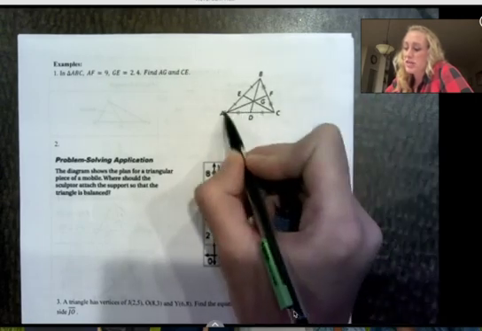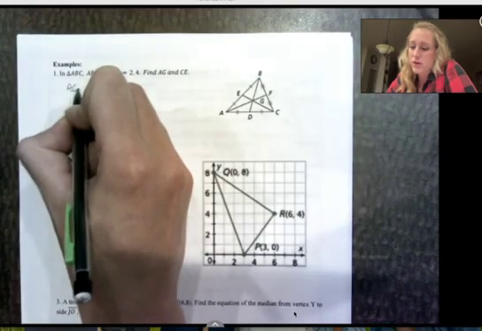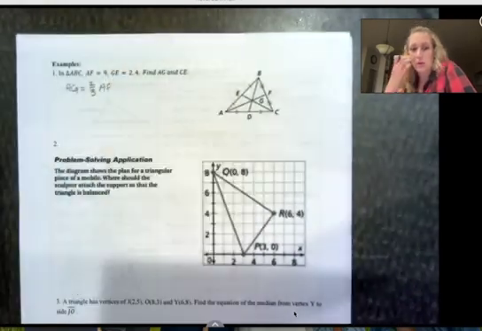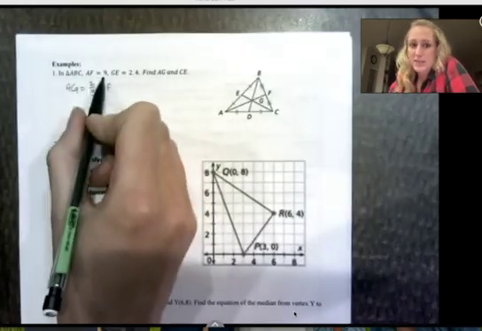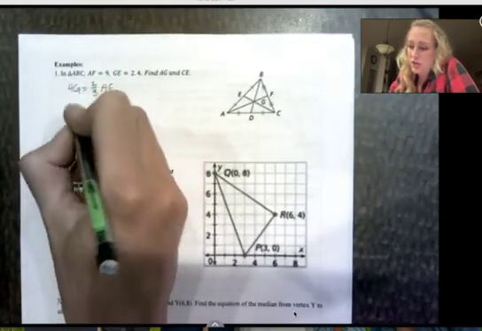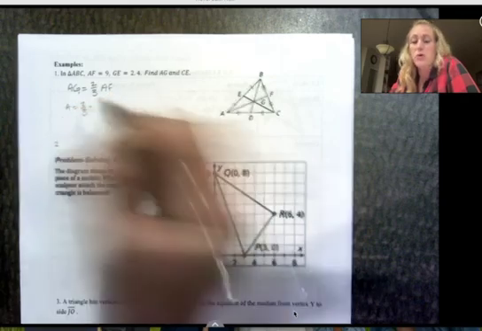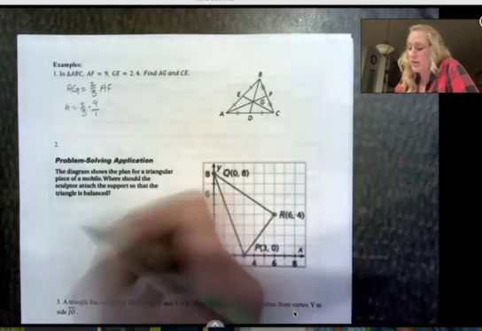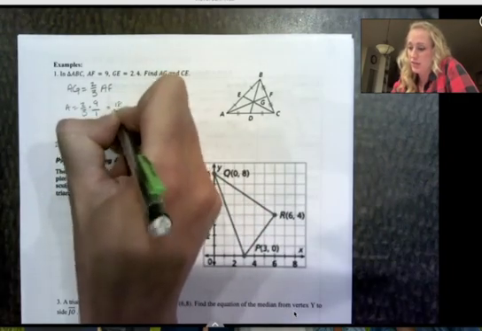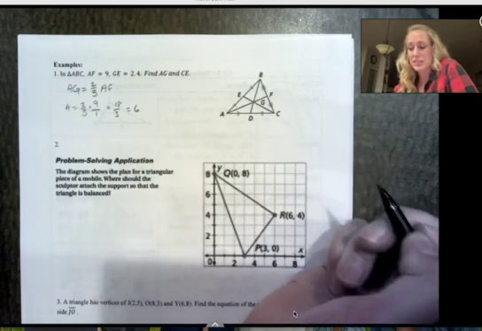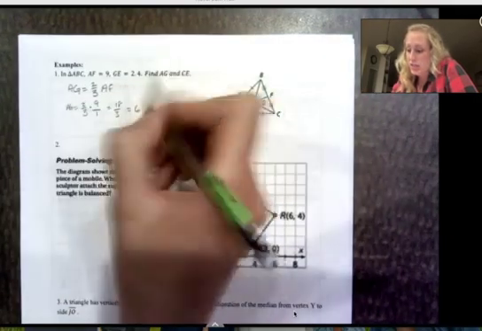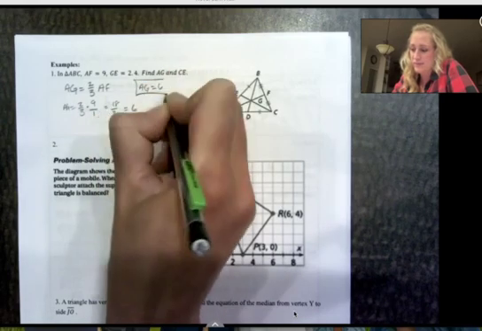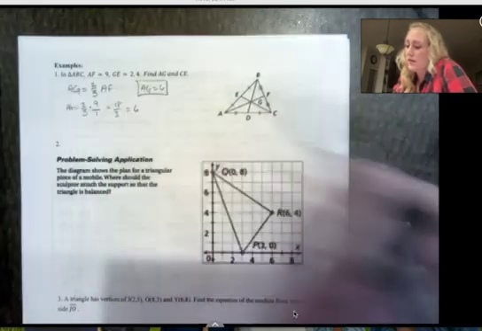So AG has to be 2/3 of AF. Well, I know that AF is 9. That was given to me. So AG is 2/3 of, and "of" always means times. So 2/3 of 9, or 9/1, and then I can multiply straight across. So I get 18/3, which is 6. So AG has a length of 6. Now I'm asked to find CE.